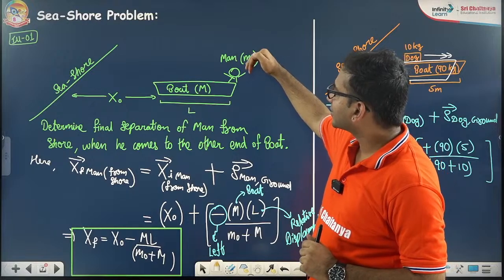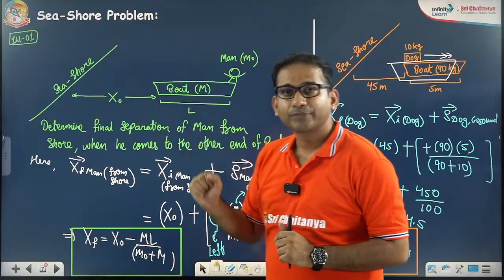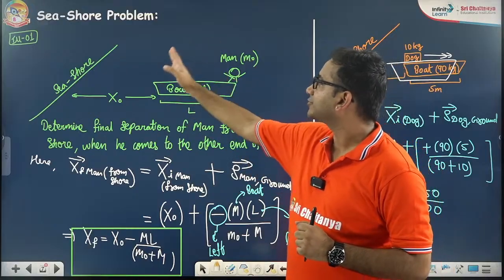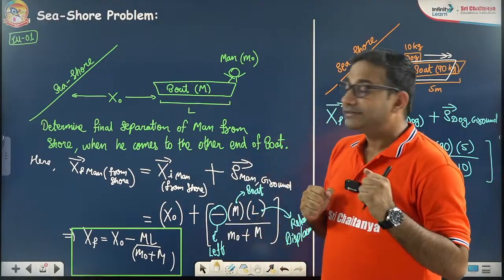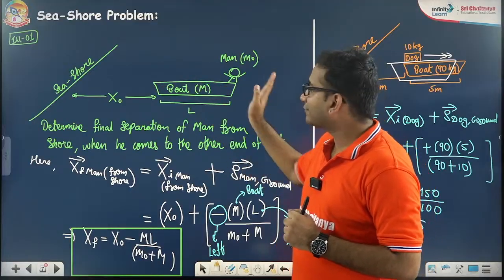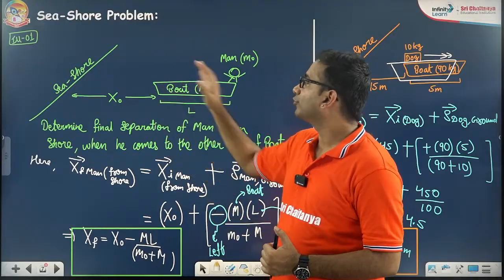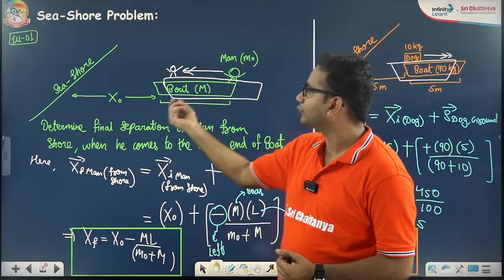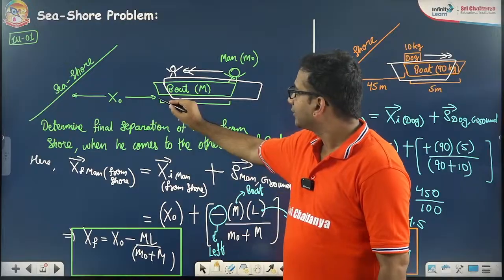Now here, the examiner is asking you, when this man reaches the other end of the boat, what is its final separation from the shore? So generally we think that initial separation is x naught plus L. When this man reaches the other end, its separation will be x naught. General thought, but it's a wrong thought. The reason is, when the man starts moving on that side, the boat will start shifting on this side. So its final separation will definitely be less than x naught plus L, but it will not be x naught. It will be somewhat more than x naught. When the man reaches the other end, the boat also shifts somewhat like this. So its final separation will be x naught plus some distance, this distance here.